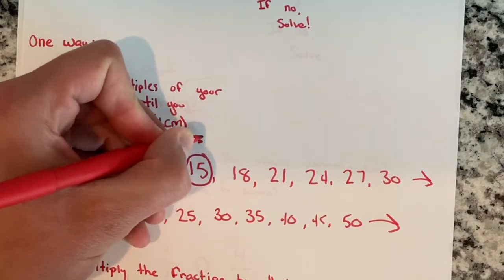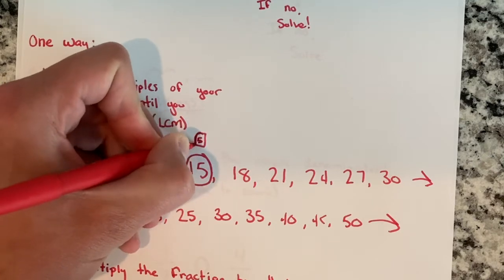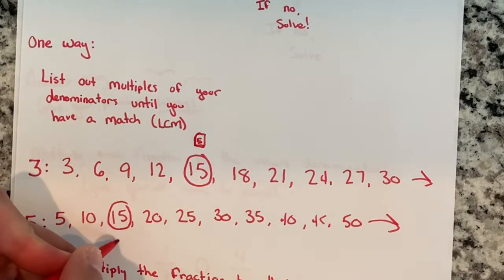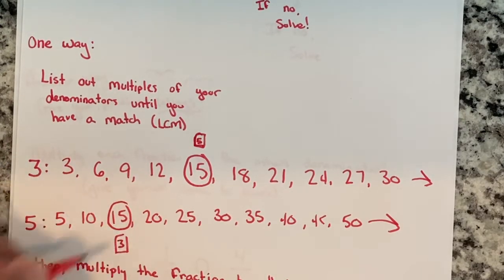And I like to put my little multiplier number kind of in a box here so I can remember how many times I multiplied it. 5. I have to multiply 5, 1, 2, 3 times in order to get 15.